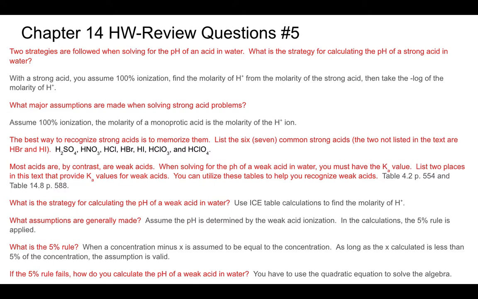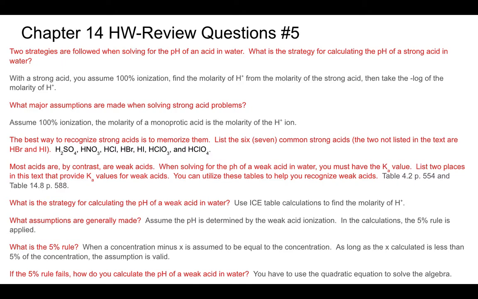What's the strategy for calculating pH of a weak acid in water? You're going to have to set up an ice table and solve for X, and X is going to be the molarity of H+. What assumptions are generally made? Well, first assumption is we assume that the pH is going to be based on the weak acid, but we know the weak acid is not 100% ionized, so unlike the strong acid, we don't say the molarity of H+ is the molarity of the acid.